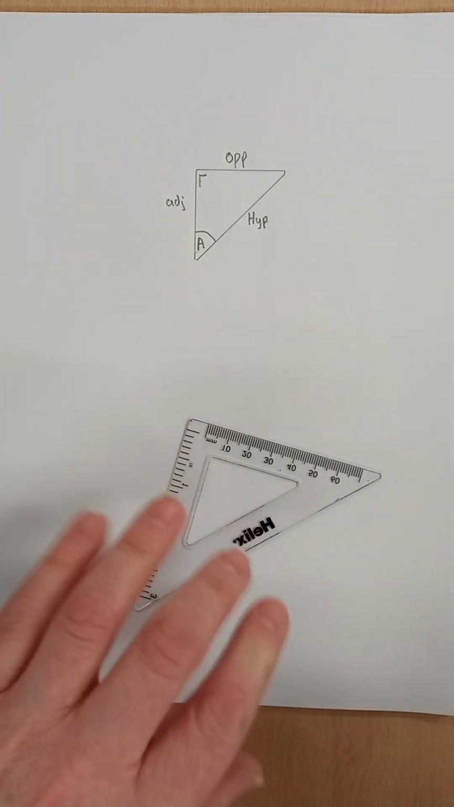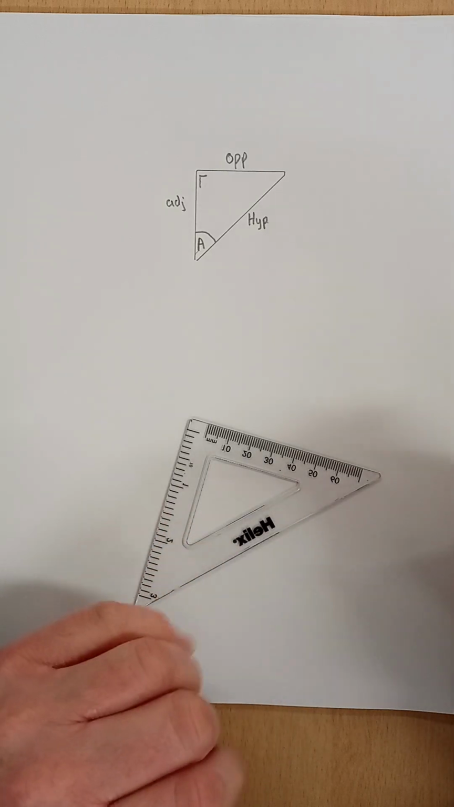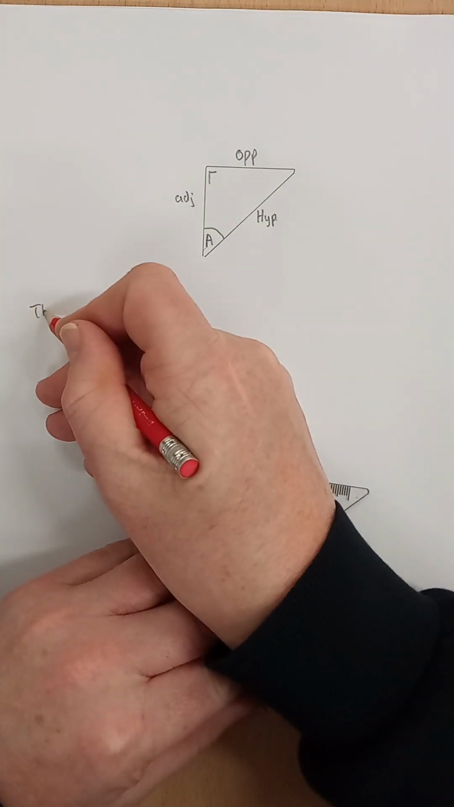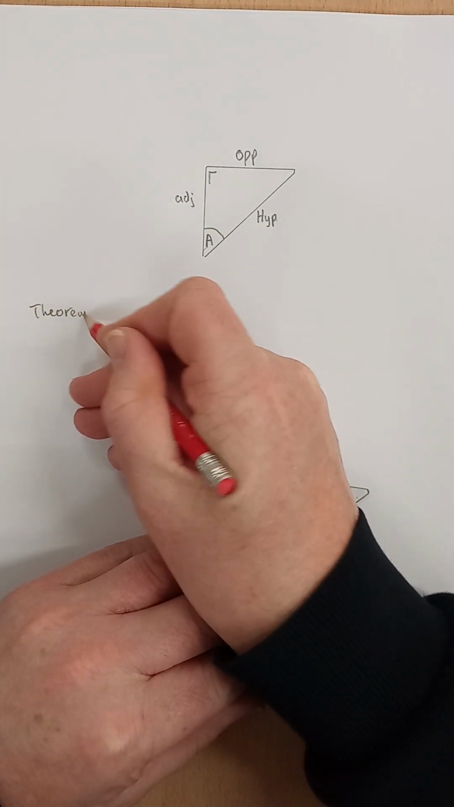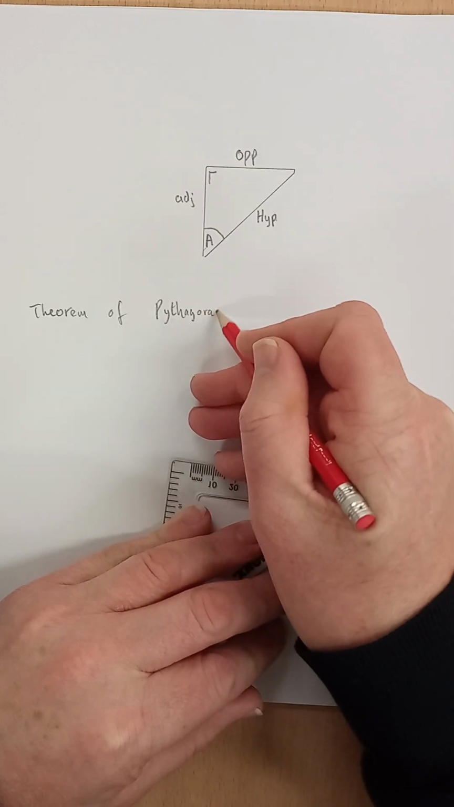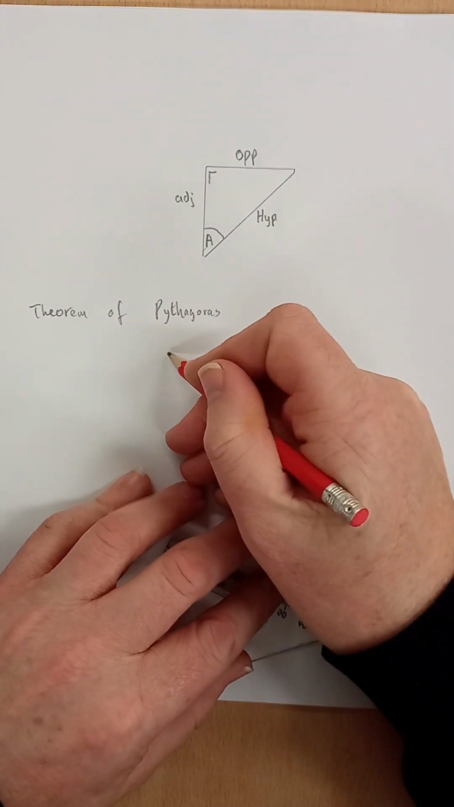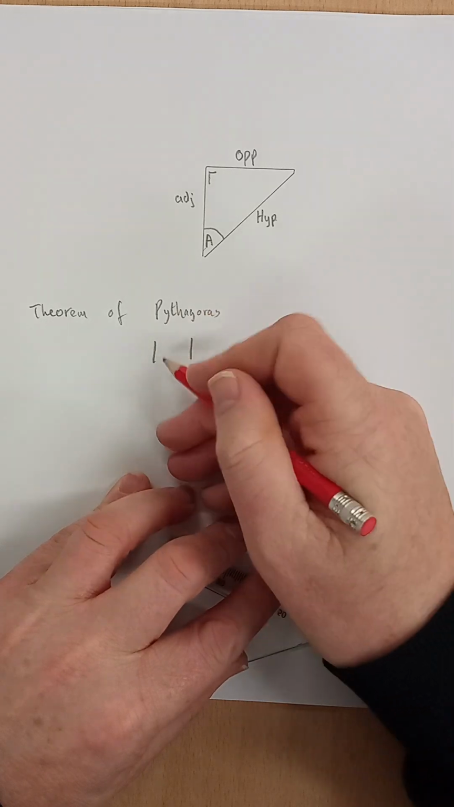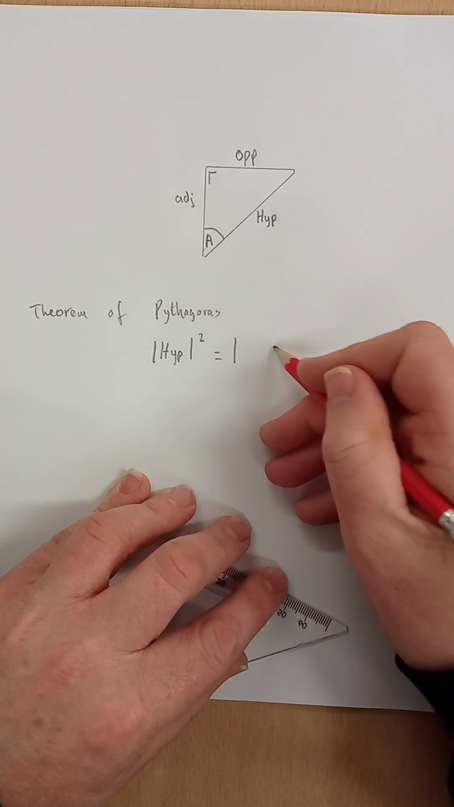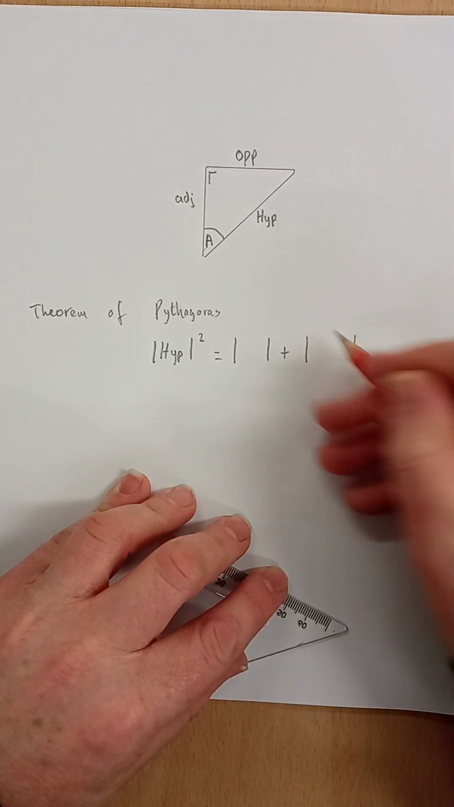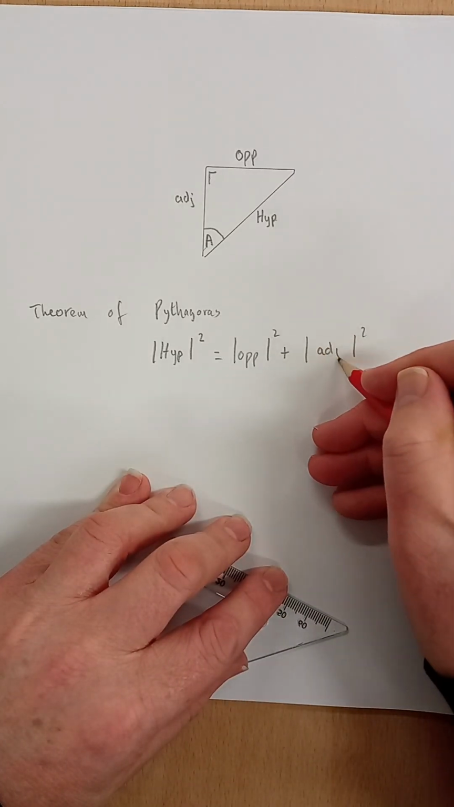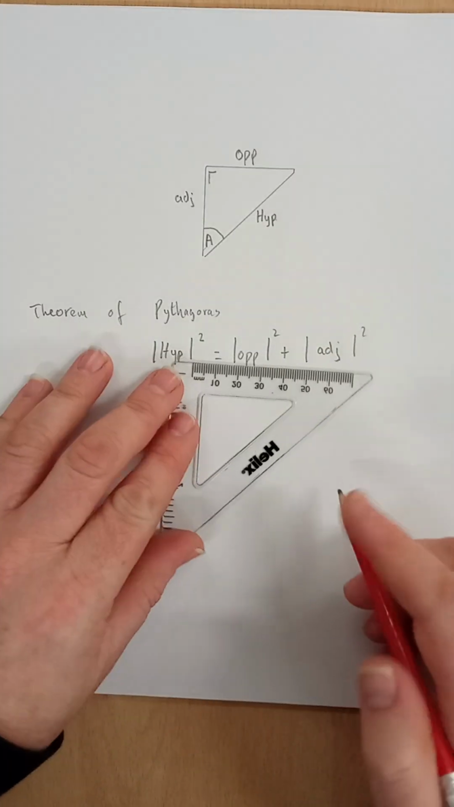Now, the first thing we're going to learn is the theorem of Pythagoras, and it is very, very simple. The theorem of Pythagoras says that when I get the length of the hypotenuse, these two lines denote length, and I square it, it's equal to the sum, that means add, of the squares of the lengths of the other two sides.